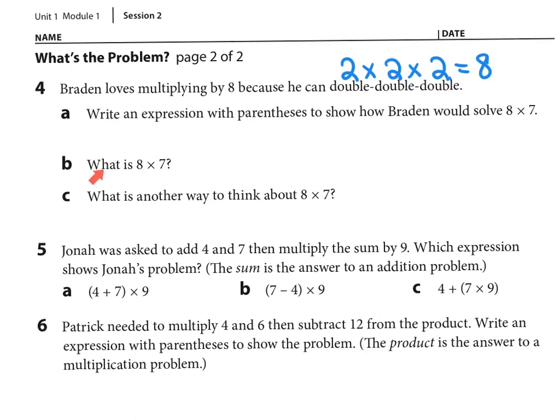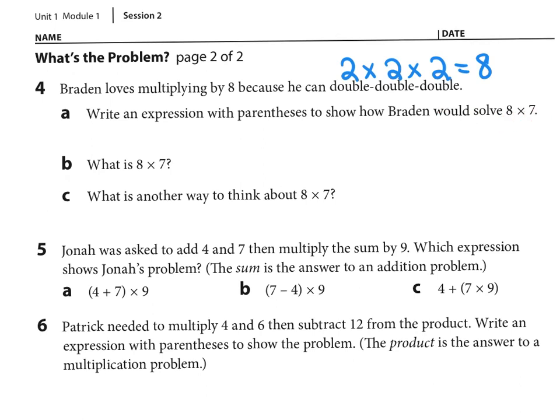But I can look down here at B and it says 8 times 7. So it looks like he's multiplying 7 by 8. So to show that double, double, double. Oh, sorry. It actually says it right here, doesn't it? I did not look fully at the problem right there.